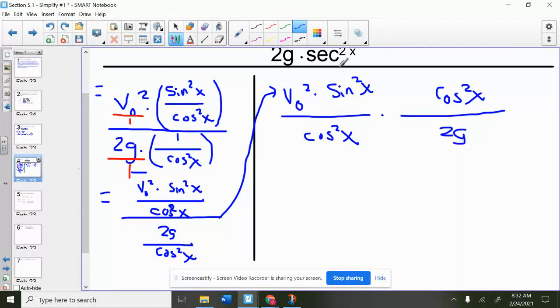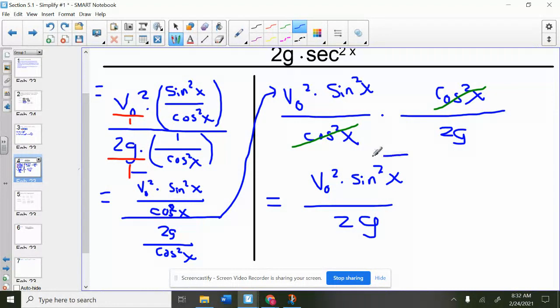And then, as I keep saying, we do a lot of simplifying. I luckily have a cosine squared on the top and bottom. Now remember, you can only cancel if you have multiplication going on between them. You cannot do this if it was addition. If I had addition, I'd have to get a common denominator. Here, it's multiplication. So if I have something on the top and bottom, I can cancel it, which is exactly what I'm doing. So what are you left with? You're left with v sub 0 squared times the sine squared up on top, and on the bottom, you're left with 2g. This is as far as I can go.